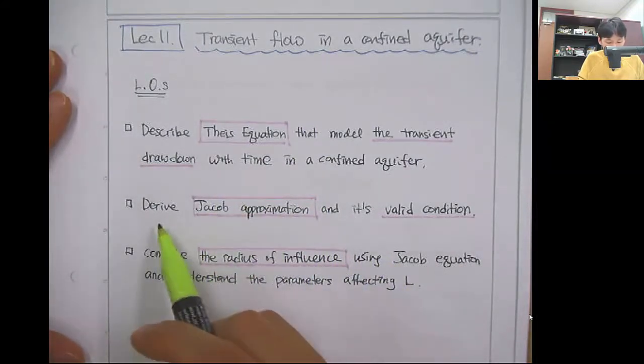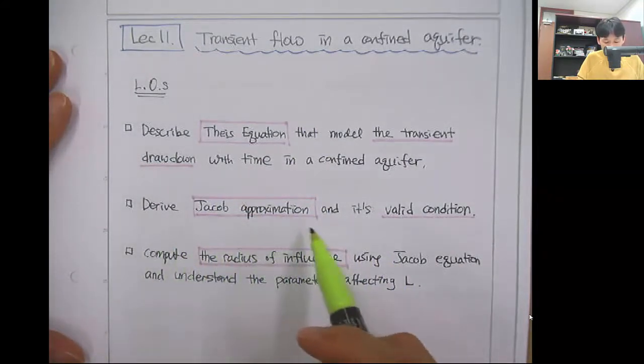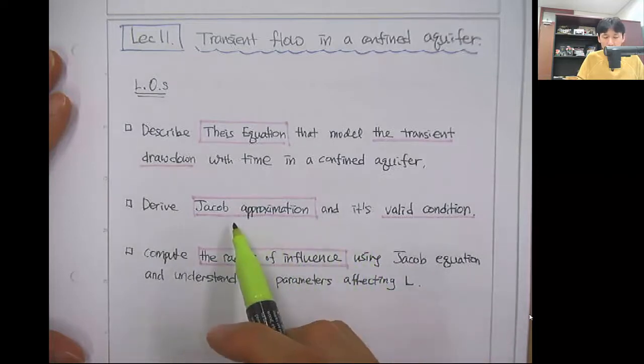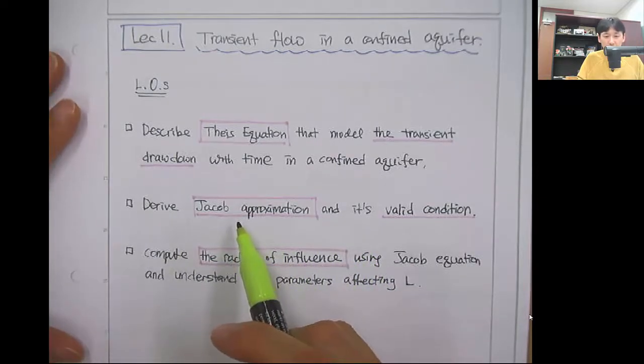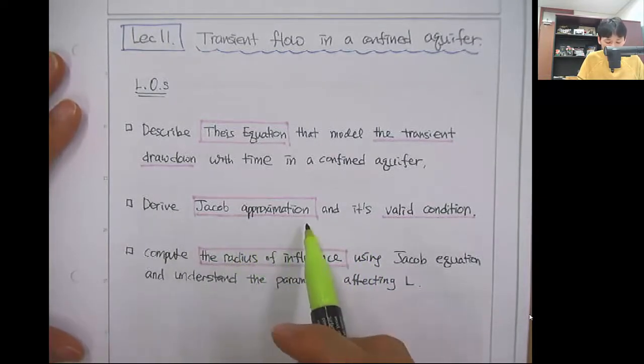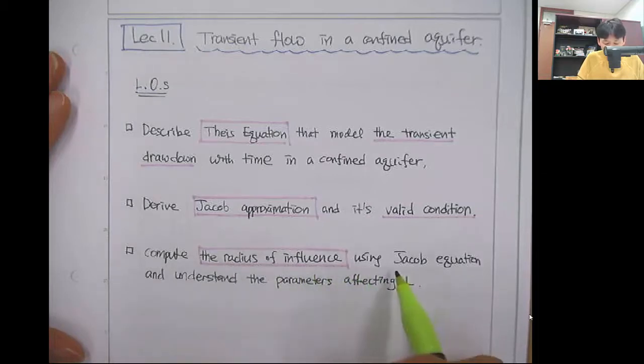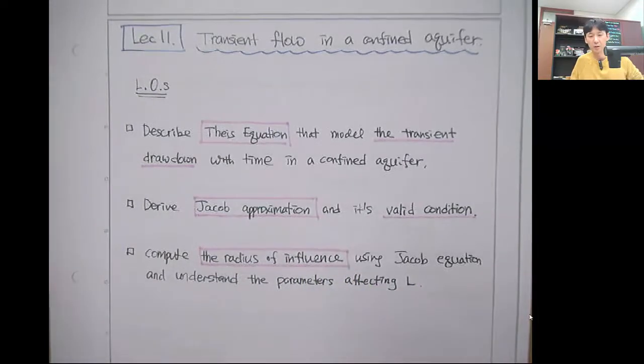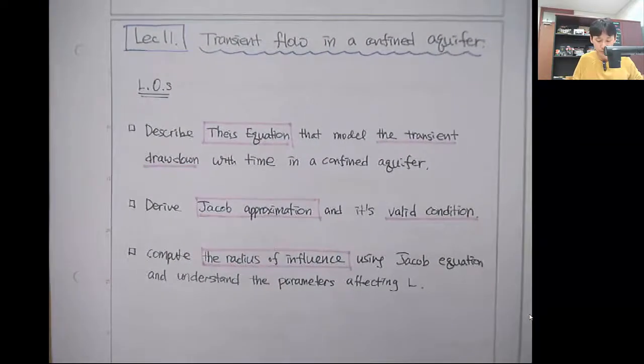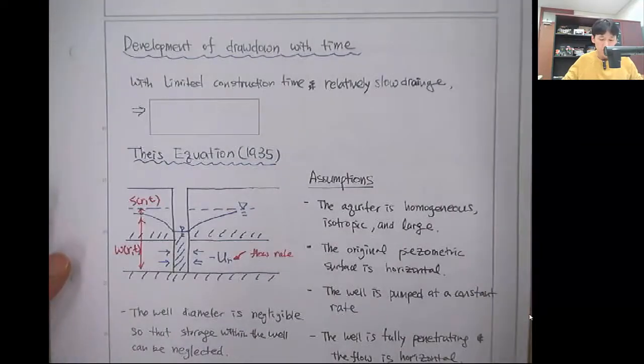And the second is to derive the Jacob approximation and in what condition we can use this Jacob approximation. And then lastly we'll talk about the radius of influence using this Jacob equation and understand the parameters affecting this radius of influence.